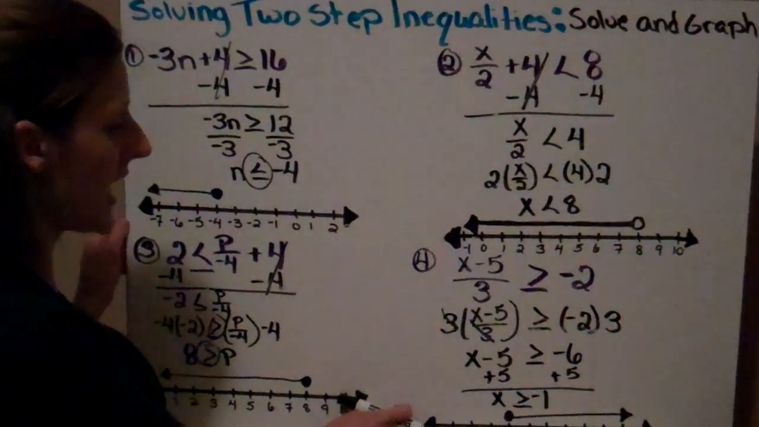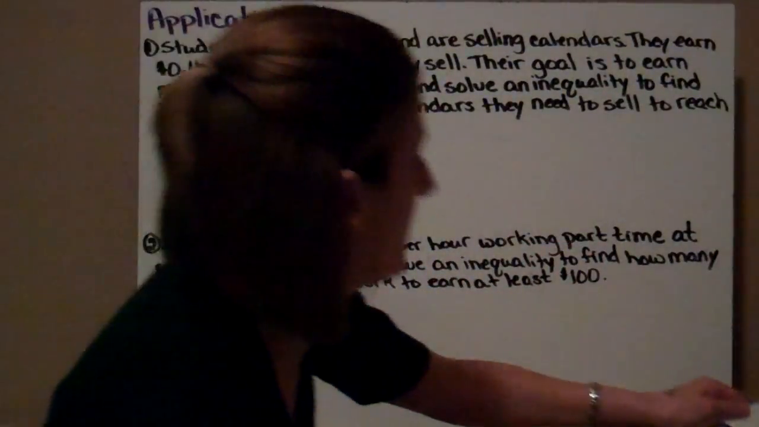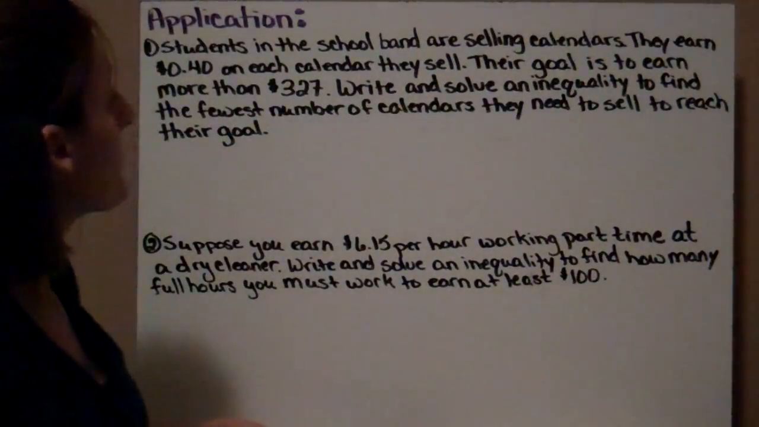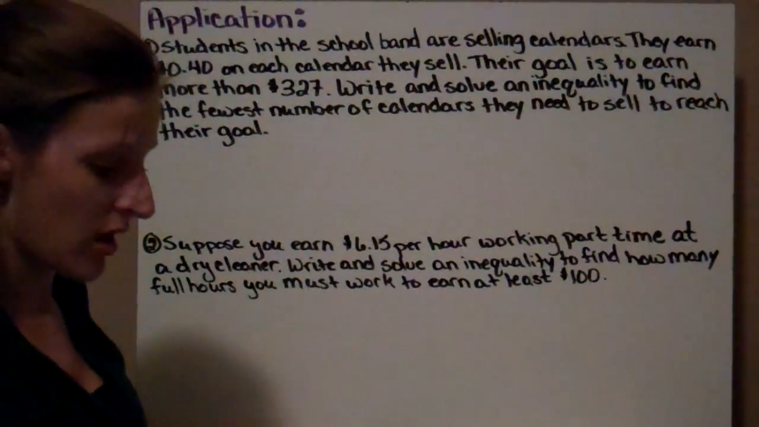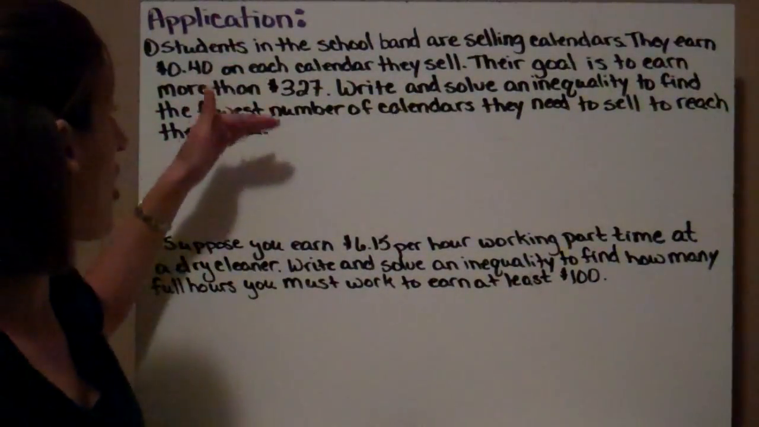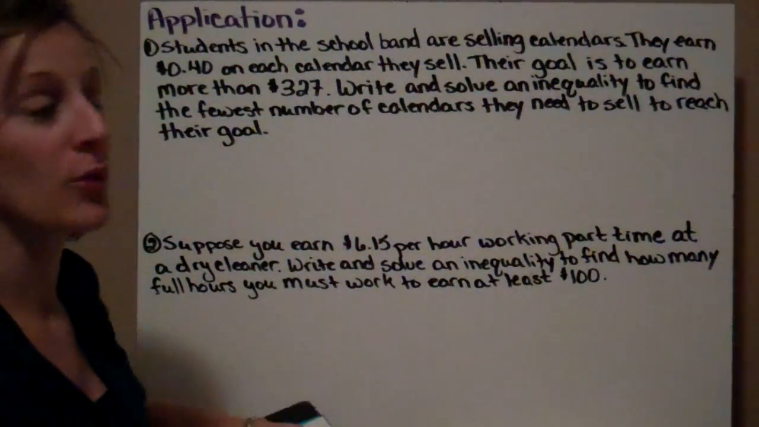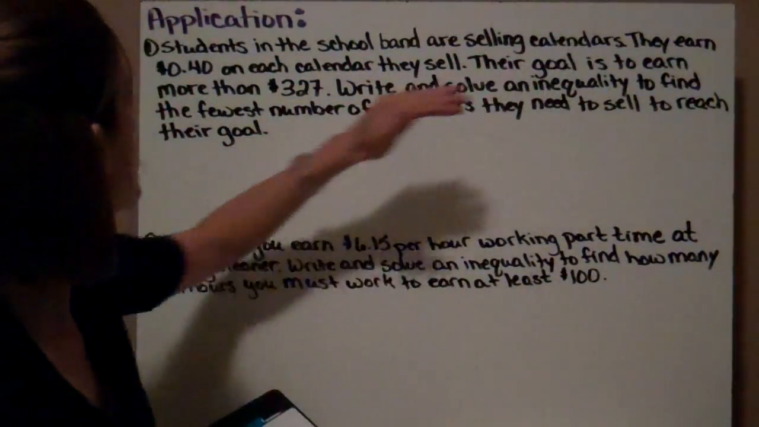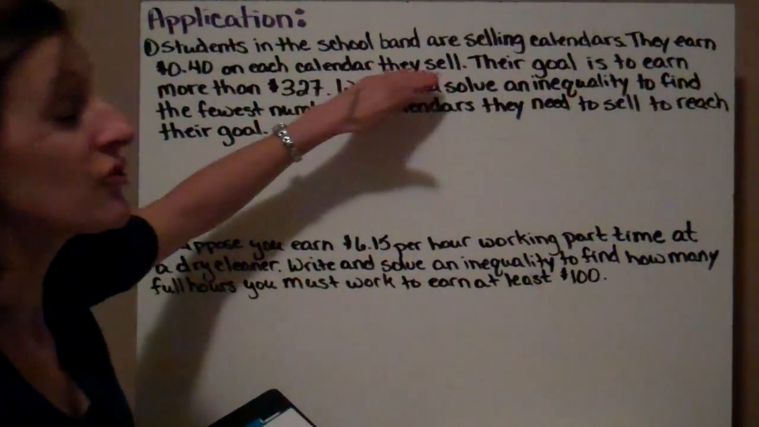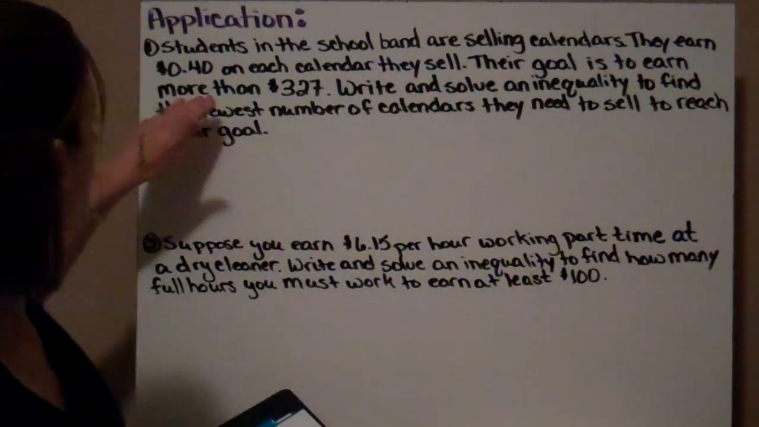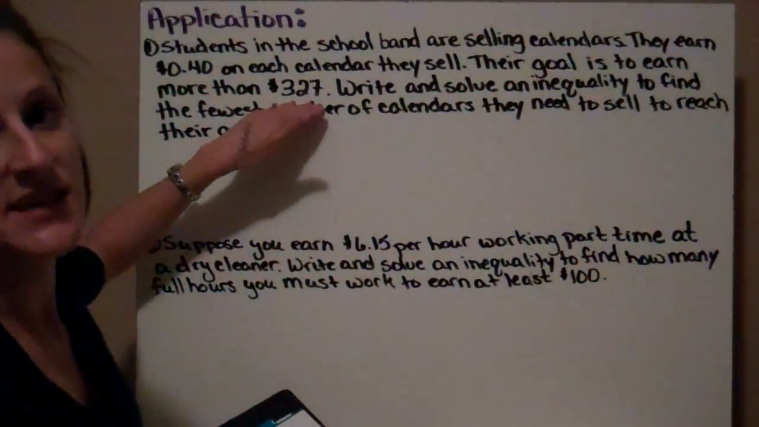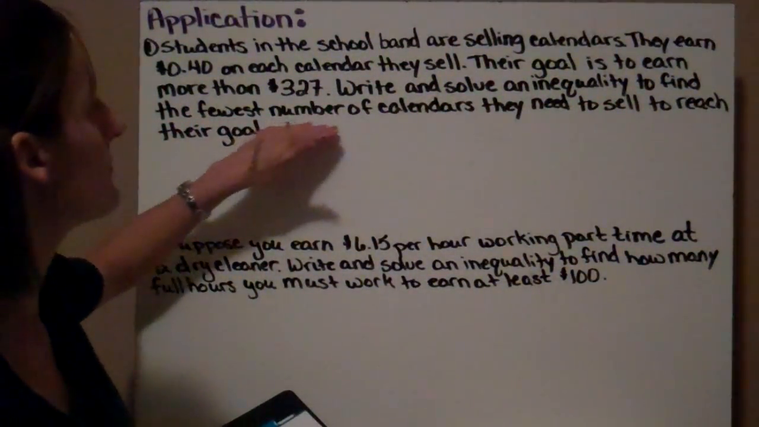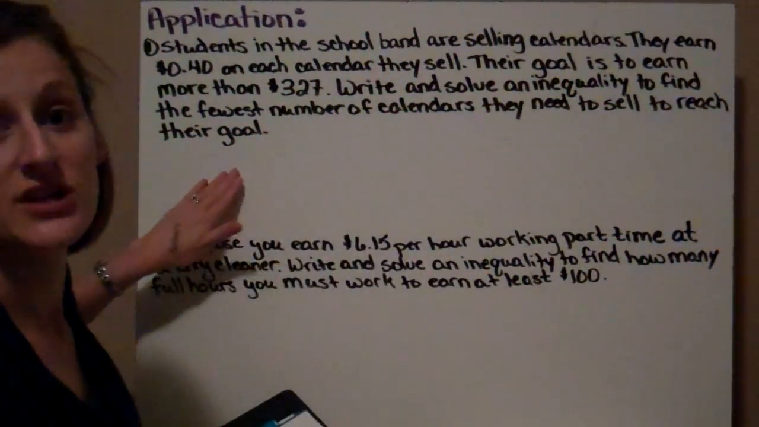Alright, now let's look at some application problems. With these, we're going to be writing and solving an inequality to solve my word problem. Now this one has students in the school band selling calendars. They earn 40 cents on each calendar they sell. Their goal is to earn more than $327. So we need to write and solve an inequality to find the fewest number of calendars they need to sell to reach their goal.